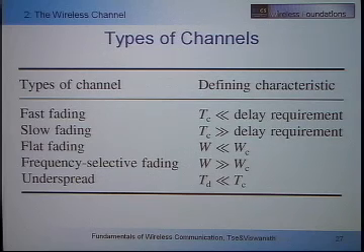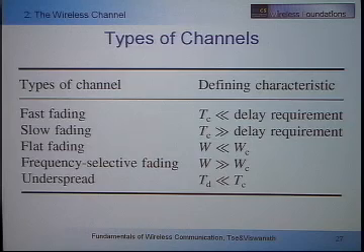Okay, there's a fifth definition called an underspread channel. The underspread channel is defined by the relationship between the delay spread and the coherence time. So all this definition is in terms of the coherence time. This definition is in terms of the coherence bandwidth, which is reciprocal of the delay spread. And this definition is a comparison between the delay spread and the coherence time.